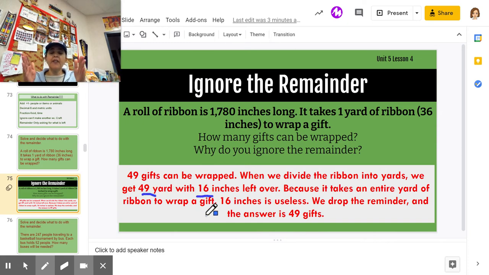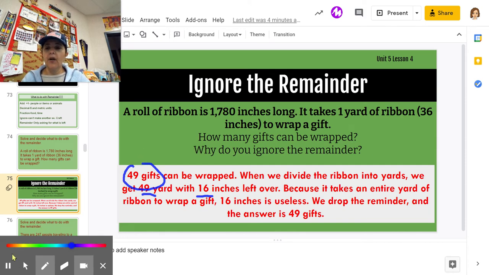So if I have 16 inches left over, can I do anything with that 16 inches? No, right? Because it takes 36 inches to wrap one. So I don't have enough wrapping paper to make another one. So we're just going to ignore that 16 inches, and I can only wrap 49 gifts. So we just drop it, and the answer is 49 gifts. We will actually solve it in class, but don't worry about it right now because that's not the point of this lesson. All right, next problem.